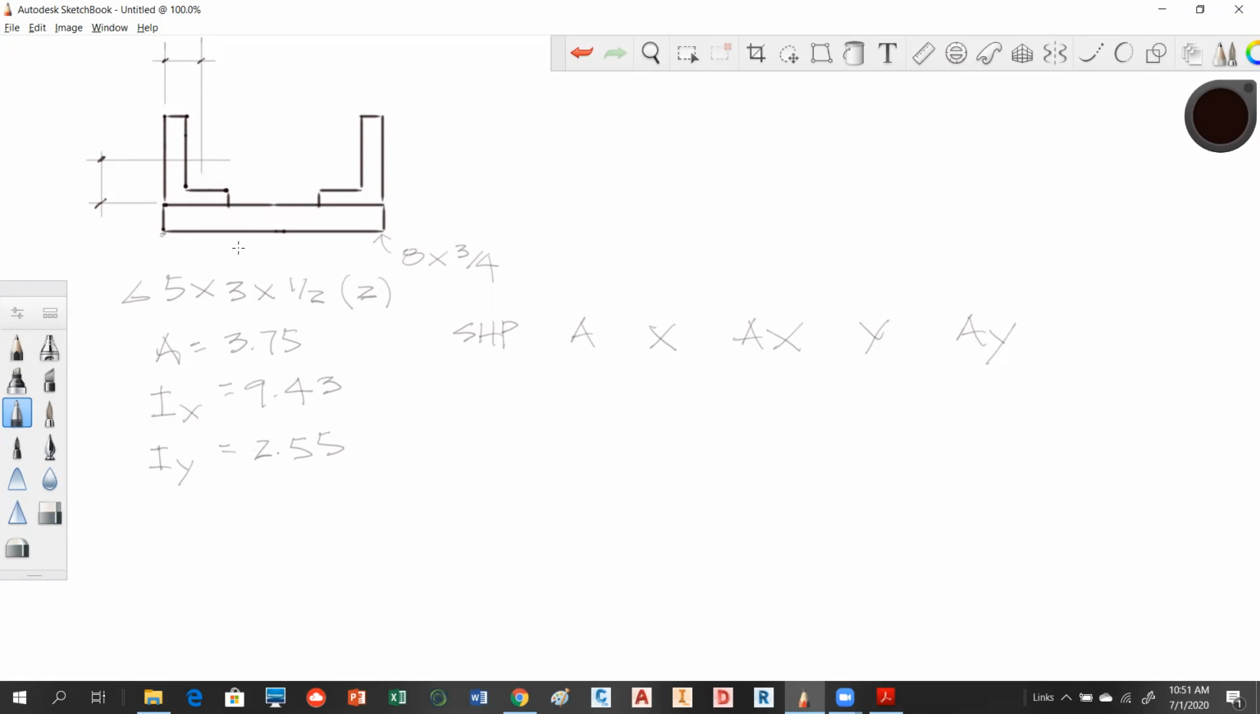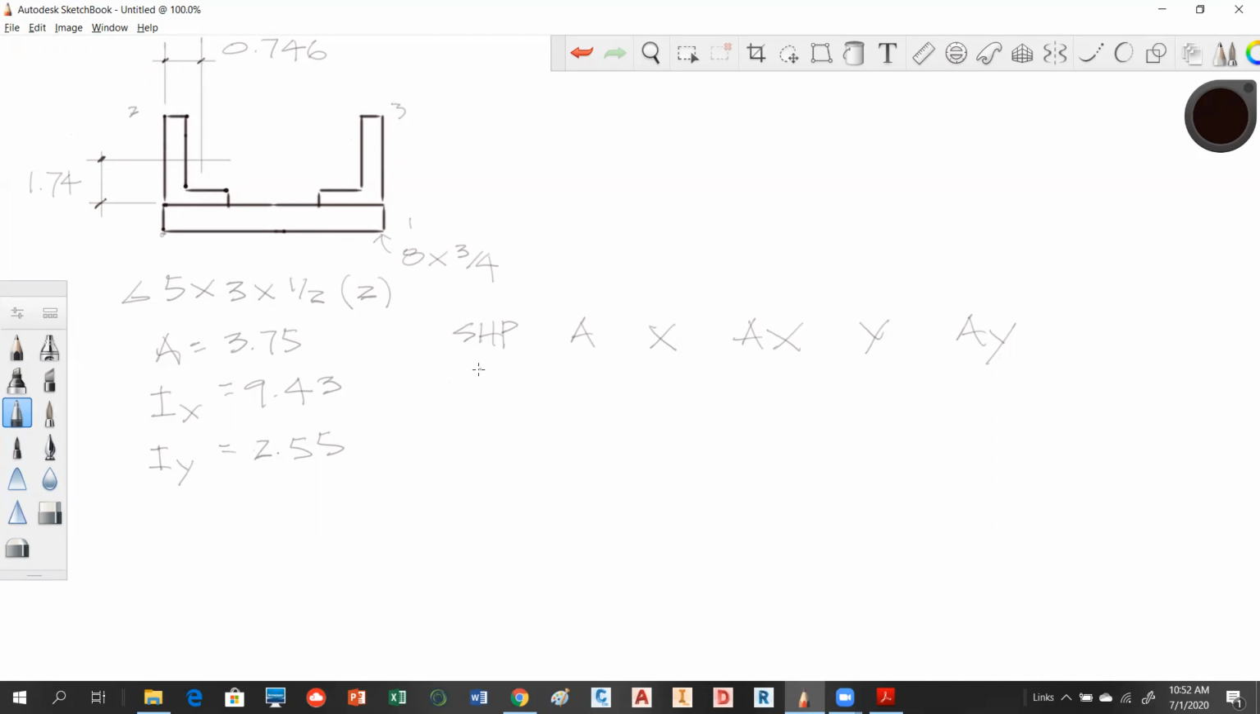We also need the centroidal distances. This distance here, if you go back to the chart and look that up, is 1.74. And this distance is 0.746. That should also make sense to you, since this is the 3-inch, this is going to be smaller than this one, which is the 5-inch. Okay, so we'll call this one down here shape 1, that shape 2, and this one shape 3.